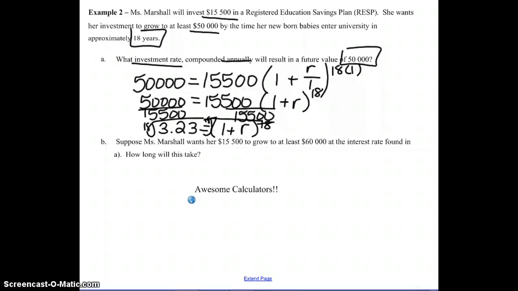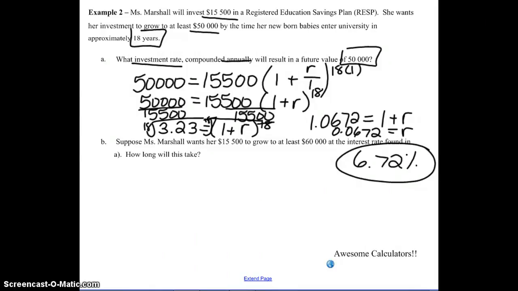So the 18th root of 3.23 is 1.0672, and that'll equal 1 plus r. Then to get r by itself, we'll subtract 1 from the other side, and you're left with 0.0672 equals r, so your rate is 6.72%.